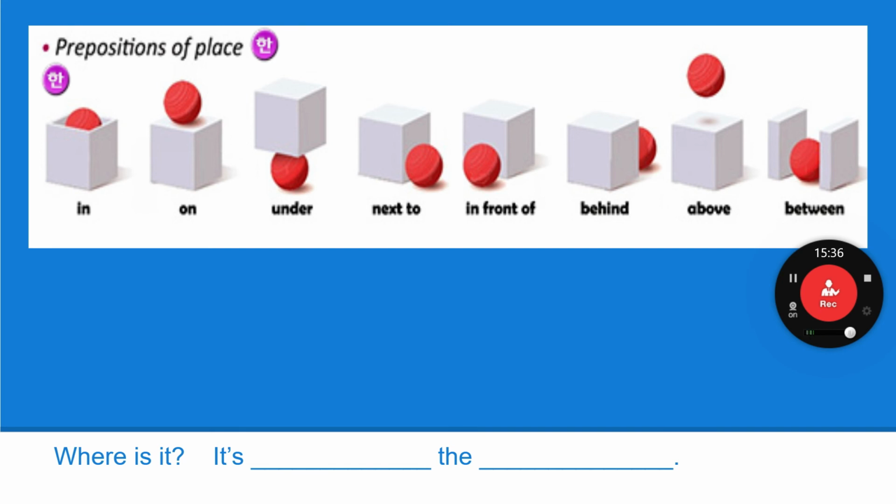Then practice your sentences. Where is it? It's in the box. The white cube up there is a box, okay? Where is it? It's in the box. It's on the box. It's under the box. It's next to the box. It's in front of the box. It's behind the box. It's above the box. It's between the boxes. There are two boxes there.